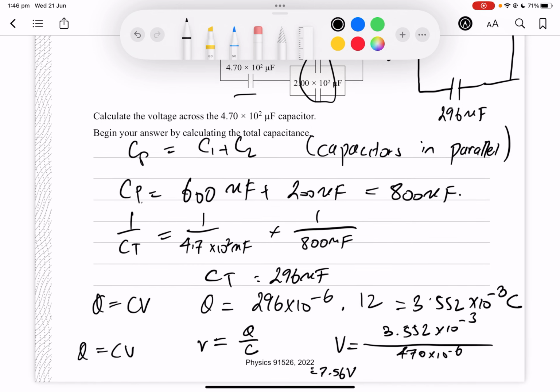So 7.56 is the final answer for this question, and to get a merit, you need total charge, and total capacitance is an achieved. Oh, sorry, wrong place. So this here is the achieved, and this here is the merit.